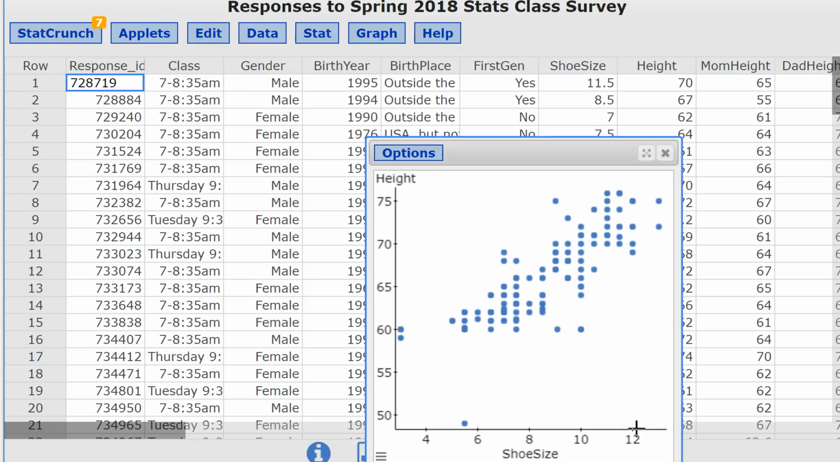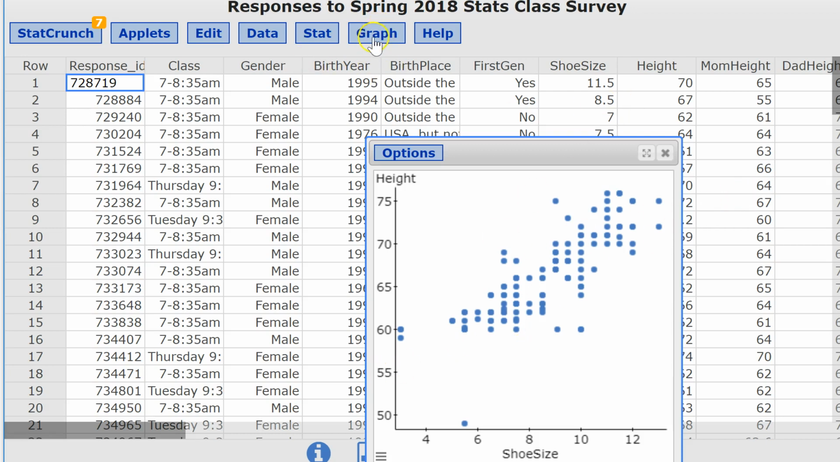And my scatter plot here shows a very definite positive linear trend between your shoe size and the height. The taller you are, the larger your shoes are. So we feel pretty good about what's going on here. Definitely expect to see something statistically significant based on this graph.